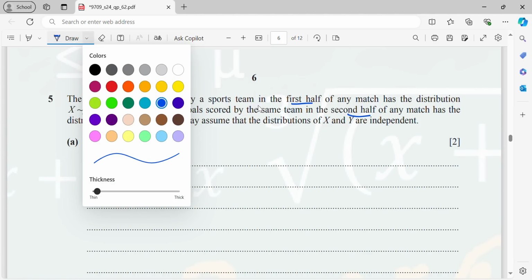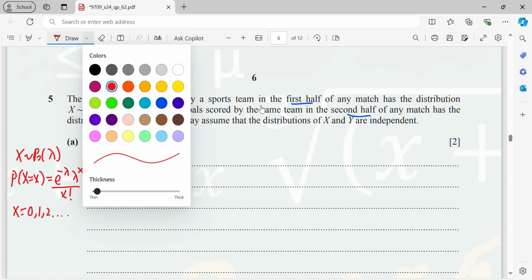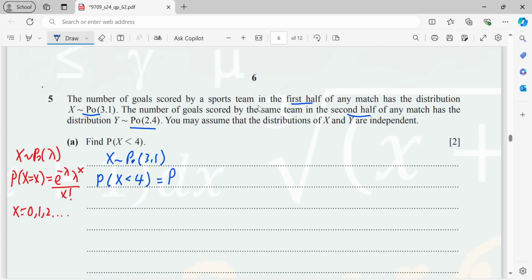Now for your information, when it is Poisson distributed, P(X = x) is e to the power of minus lambda, lambda to the power of x, over x factorial. Then x starts from 0, 1, 2 until infinity. So less than 4, so we will write this as x equals 0 until 3.